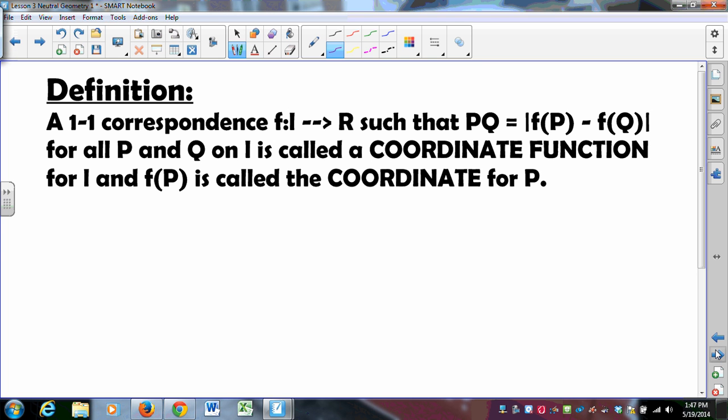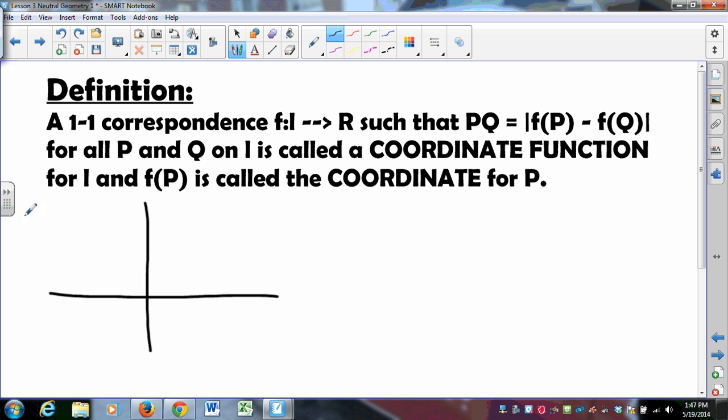So let's sort of coordinatize the grid. A one-to-one correspondence, call it f, going from L to the real numbers, such that PQ is the absolute value of f of P minus f of Q for all P and Q on the line L, is called a coordinate function for L, and f of P is called the coordinate for P. A coordinate function. So what does that look like?